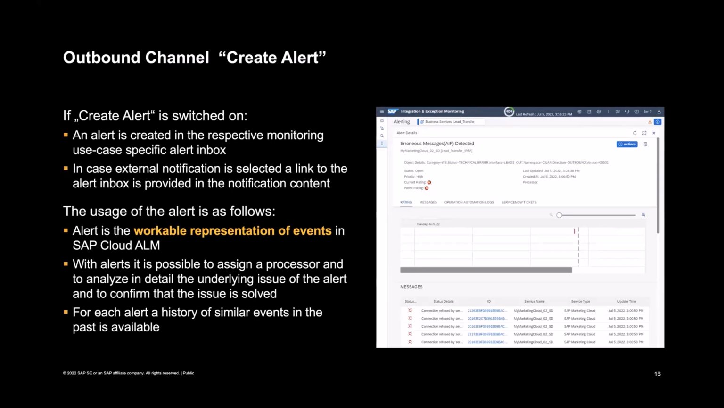This alert from our side is the workable representation of the events. So whenever you want to do something with an event, whenever you want to get more details on an event situation which happens in your landscape, you should decide to create such an alert. It is optional to create such an alert, so it's not necessary that you create an alert for each and every event. You can also decide not to create one.